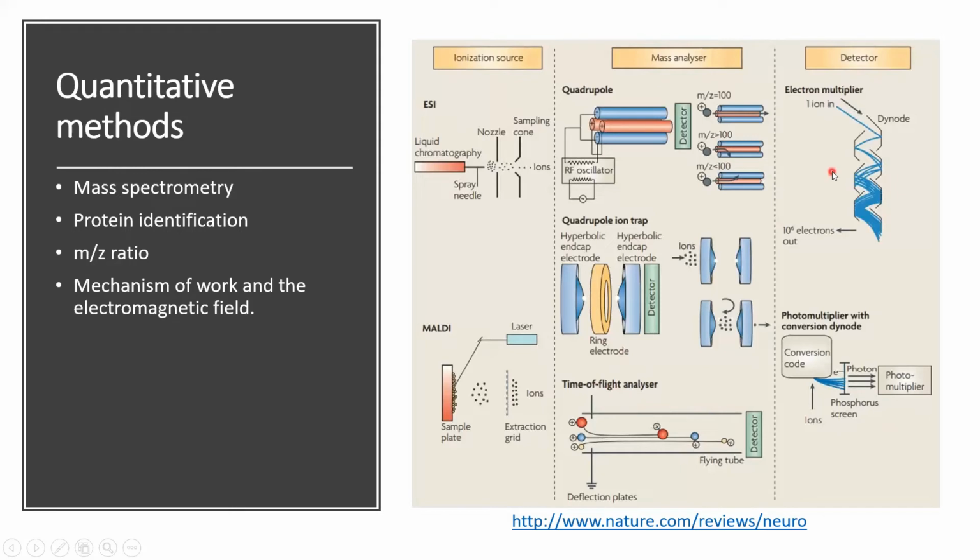Finally, we have the detector, which transforms the kinetic energy of the incident ions into a signal current, either by electron multiplier or by photomultiplier with conversion dynode. Of course, there are many other applied methods such as liquid chromatography or protein arrays, but the most used one is mass spectrometry.